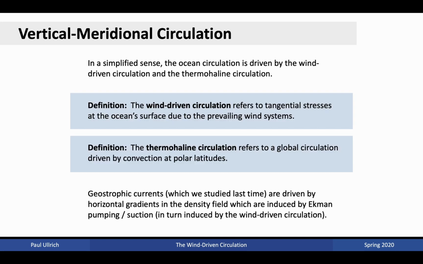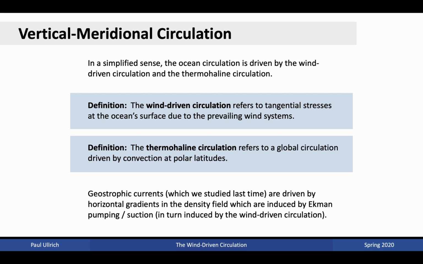The ocean circulations that we've seen to date are largely driven by two factors. One is the wind-driven circulation, which refers to tangential stresses at the ocean surface due to the prevailing wind systems. That is, the winds that continuously blow across the surface induce friction on the ocean, which then can induce circulation. The second driver is the thermohaline circulation, which is a global circulation driven by convection at polar latitudes. This circulation will be studied more in the next lecture when we talk about the global exchange of oceanic waters.